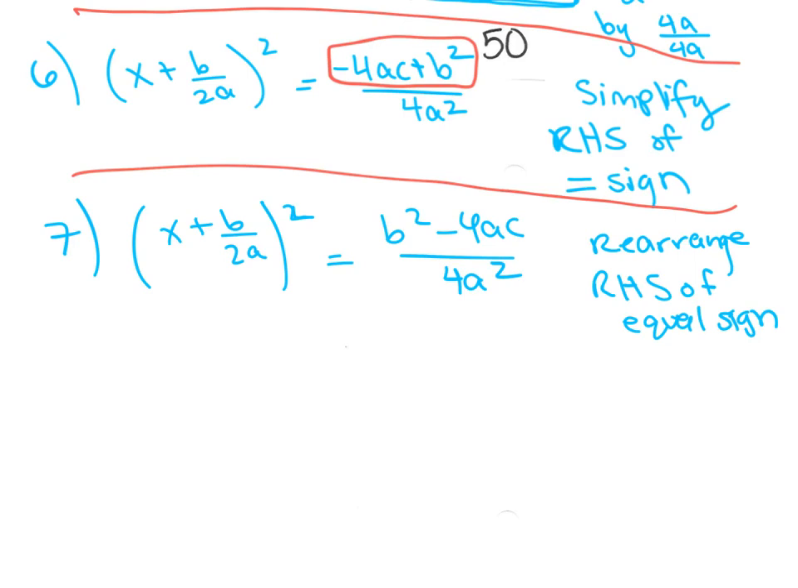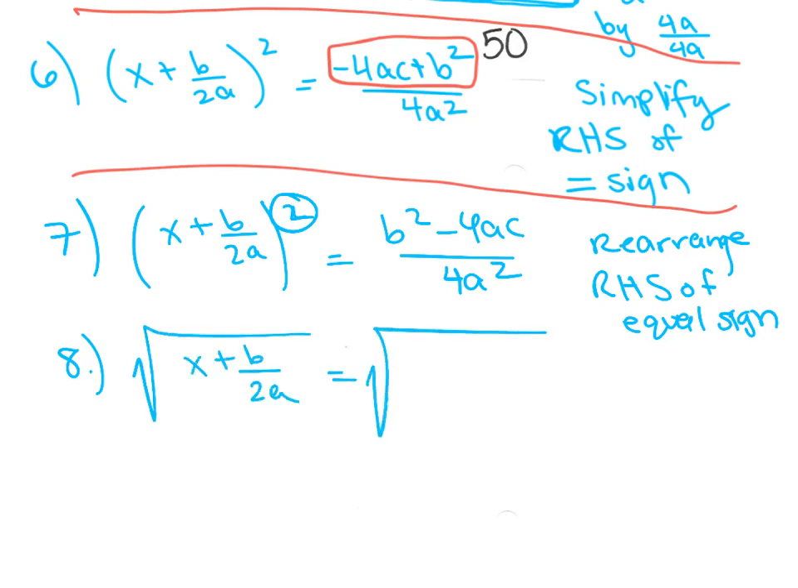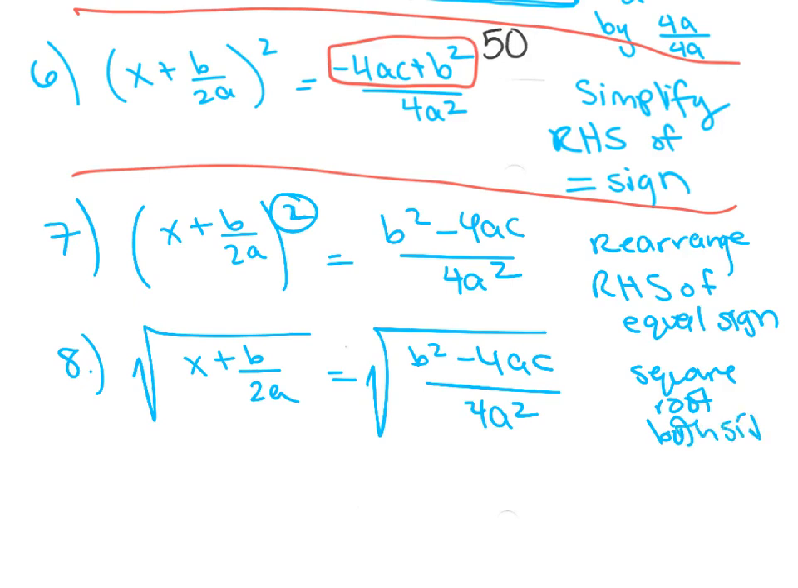Okay, what we want to do next is square root both sides, right? We want to get rid of this squared. So we'll square root this x plus b over 2a, and we'll square root over here, this b squared minus 4ac all over 4a squared. So in this step, we square root both sides. All right, we're getting there. We are slowly but surely getting there.